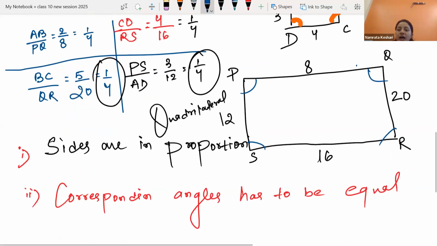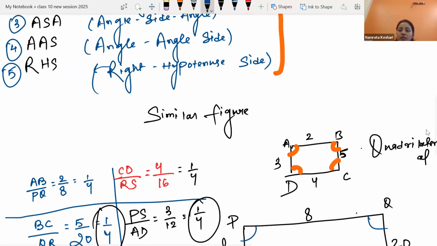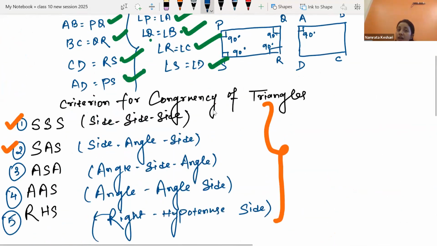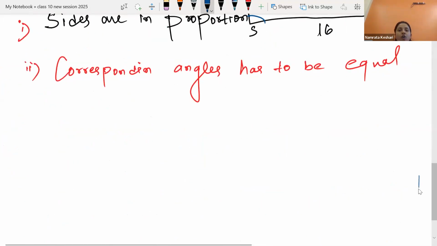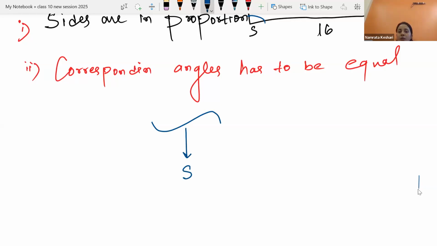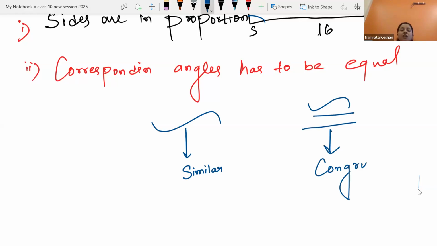Okay, now for similarity we'll be using a symbol. Congruency symbol you already understand. In this chapter, the name is triangle, so basically we'll be focusing on similarity of triangles. This is the symbol which says similar. Just recall, it is something like the congruency symbol, but not exactly. This is congruent, and this is similar. So in your exam, when any question is given to you, be careful. The question can be from congruency, can be from similarity. You have to see the symbol carefully.